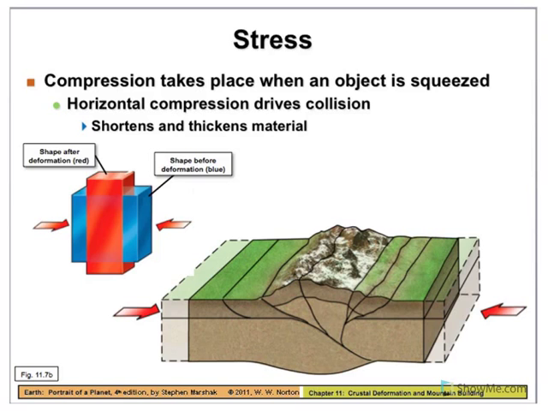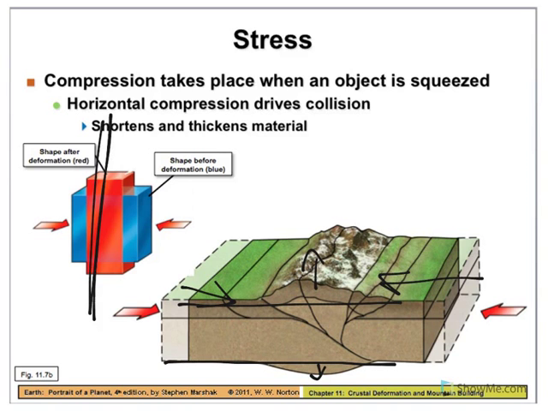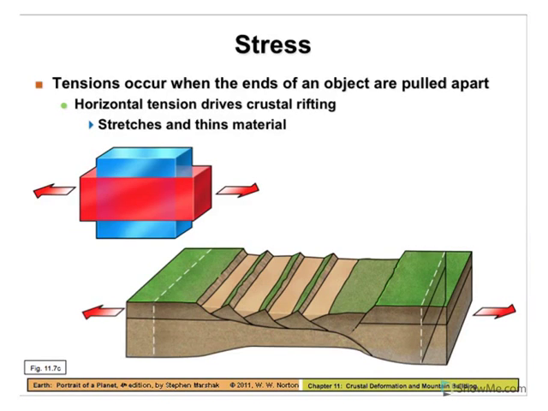So compression occurs when an object is squeezed, as you can see here. So we've got one plate colliding into the other. So this nice initial rock that looked like this is now bulged, right? So it's growing, right? That axis of deformation has changed there. And so as you can see, we're physically changing its shape.